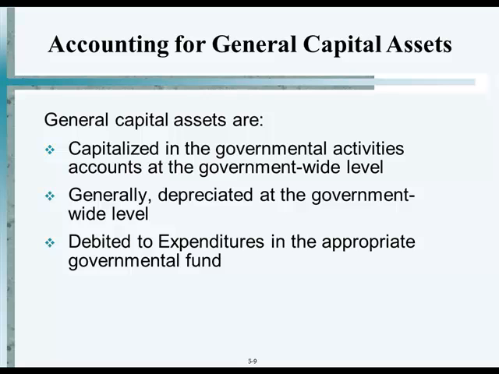I want you to just think about this for a moment, okay? This slide is important because this kind of puts everything together. So you capitalize the assets on an accrual basis in the government-wide statements. If you capitalize them, then what do you do? You depreciate them, right? If you don't capitalize them, do you depreciate them? No, right?